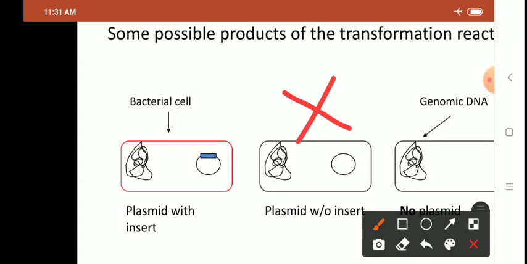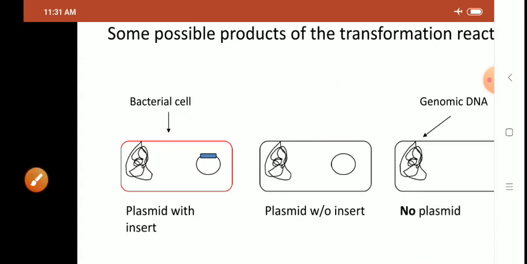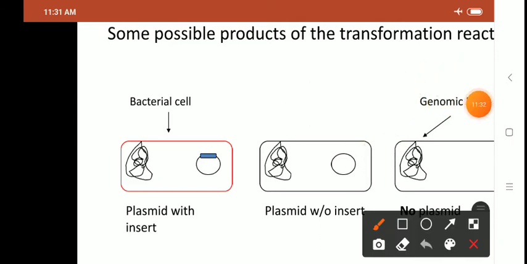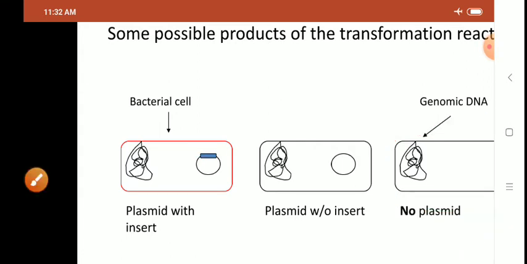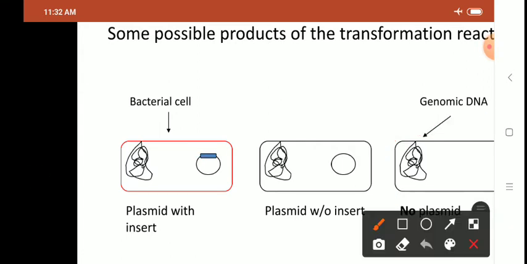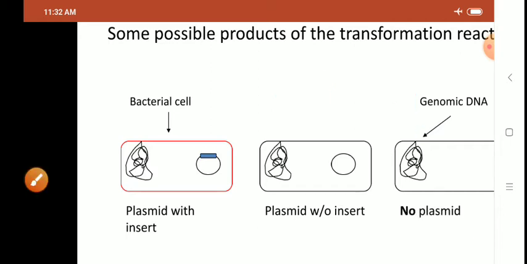The third type of cells are those which have not undergone transformation. Okay, the cell is such that it has not undergone transformation. So you can see the cell is present but the plasmid is not present. Only genomic DNA is present, there is no plasmid. So even the third type of cell is not desirable. The second type of cell is a transformed cell but the plasmid does not have a foreign gene, so we don't want clones of these cells. And the third type of cells are non-transformed cells which do not contain the plasmid, so they are not desirable. So how do we plate the cells after transformation?